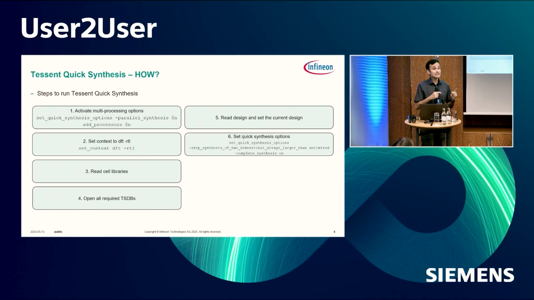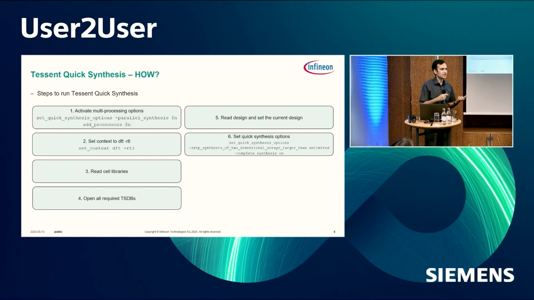We want to get the full netlist. So we set the complete synthesis to on. And there is another option for synthesis of 2D arrays. We set it to unlimited. It increased the runtime, but eventually we want to get the full netlist, so we have to set it to unlimited.